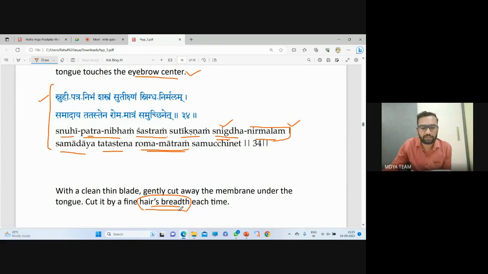The hair's breadth is how much we have to cut with this instrument, and that instrument, like the Snuhi leaves, should be so sharp, smooth, and pure. With the help of that instrument, we cut the hair's breadth of the bottom of the tongue. That we call Chedan.